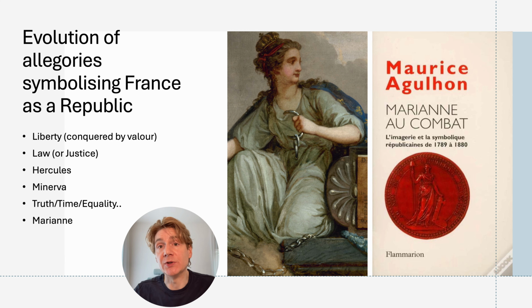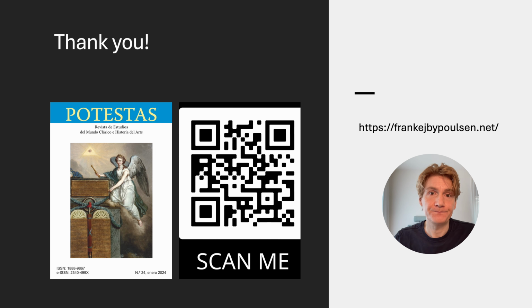Throughout the revolution and in the following turbulent decades of consolidation of the Republic, various allegories will symbolize France, from liberty to law or justice, to Hercules, Minerva, truth, time or equality, and finally settling on Marianne, which remained until today, wearing the Liberty Cap. You can read more on this in this excellent study by Maurice Agulhon, which is also translated into English.